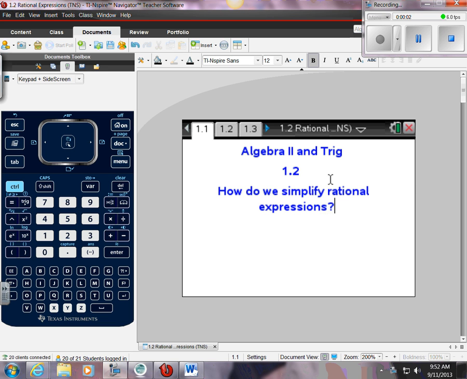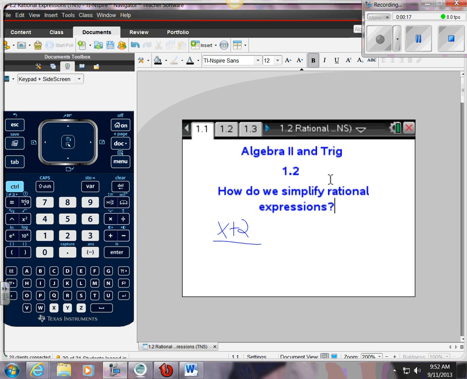Okay, so today we're going to be talking about simplifying rational expressions as well as multiplying and dividing rational expressions. A rational expression is basically, for example, x plus 2 over 3x plus 4. That's a rational expression. Fractions, okay? We're going to learn how to factor and simplify very quickly. You guys ready?